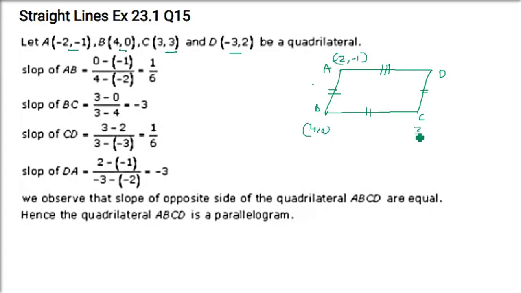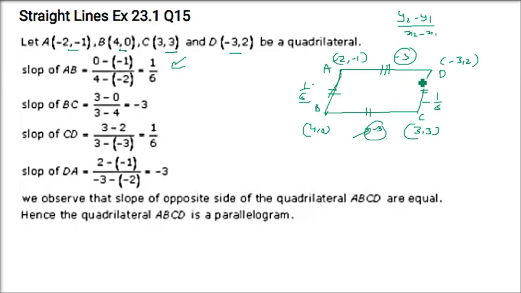So A is (-2, -1), B is (4, 0), C is (3, 3) and D is (-3, 2). Let us find the slope. You know how to find the slope: (y2 minus y1) by (x2 minus x1). You can always find (y1 minus y2) by (x1 minus x2) also. That is also true. So the slope of AB will be 1 by 6. The slope of BC would be minus 3. The slope of CD is going to be 1 by 6 and the slope of AD is minus 3.